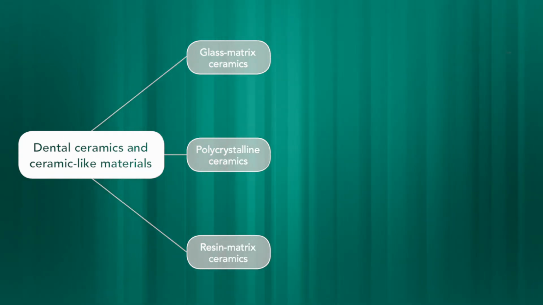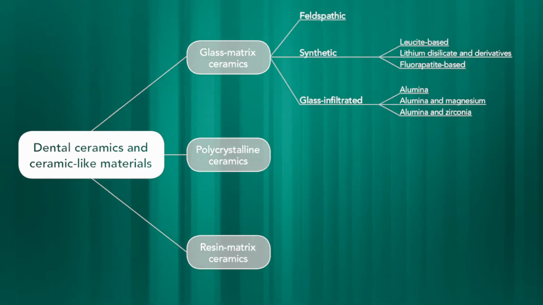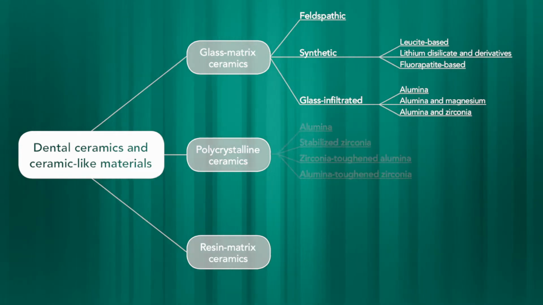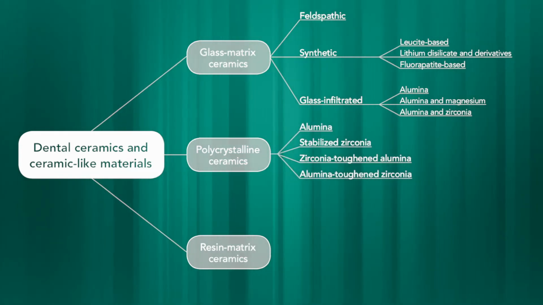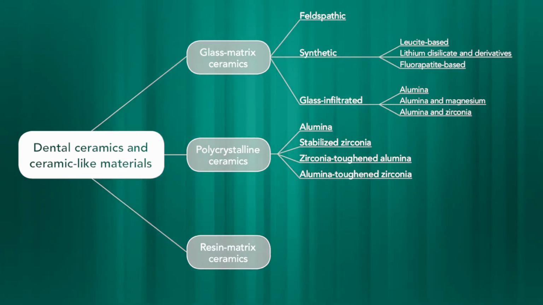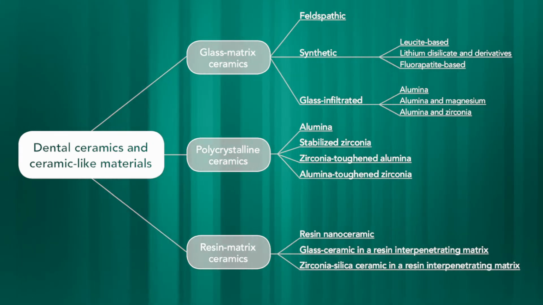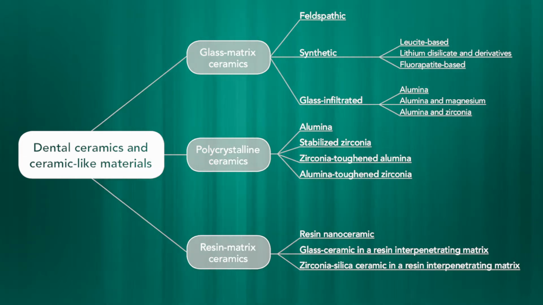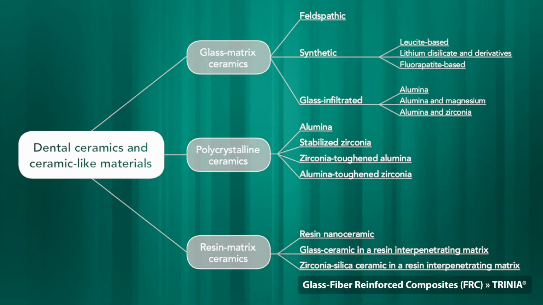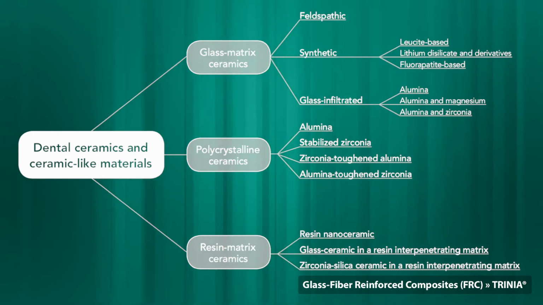If we think of representative materials within this classification scheme, a frequently used material of the glass matrix ceramics is lithium disilicate. Within the polycrystalline ceramics, for instance, is zirconia, used either as a substructure or as a monolithic restoration. And there are several examples in resin matrix ceramics, such as zirconia or feldspathic porcelain filled in a resin matrix, and also glass fiber reinforced composites, which we shall discuss today. Most of these materials are available in blocks or discs for milling in CAD/CAM systems.